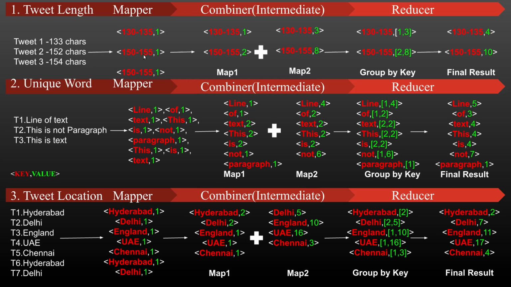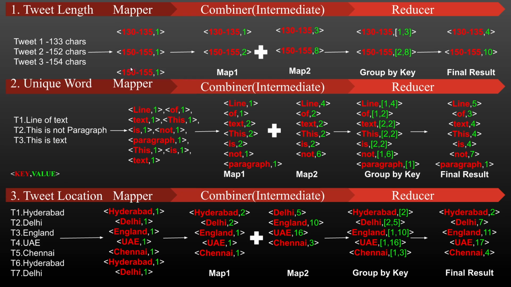The classes or keys are shown in red here, and the value portion is shown in green. So as an example, we have the class here 130 to 135. The next phase of the code moves over to the intermediate combiner phase, which acts as a mini reducer, reducing the workload done at the end by the reducer.